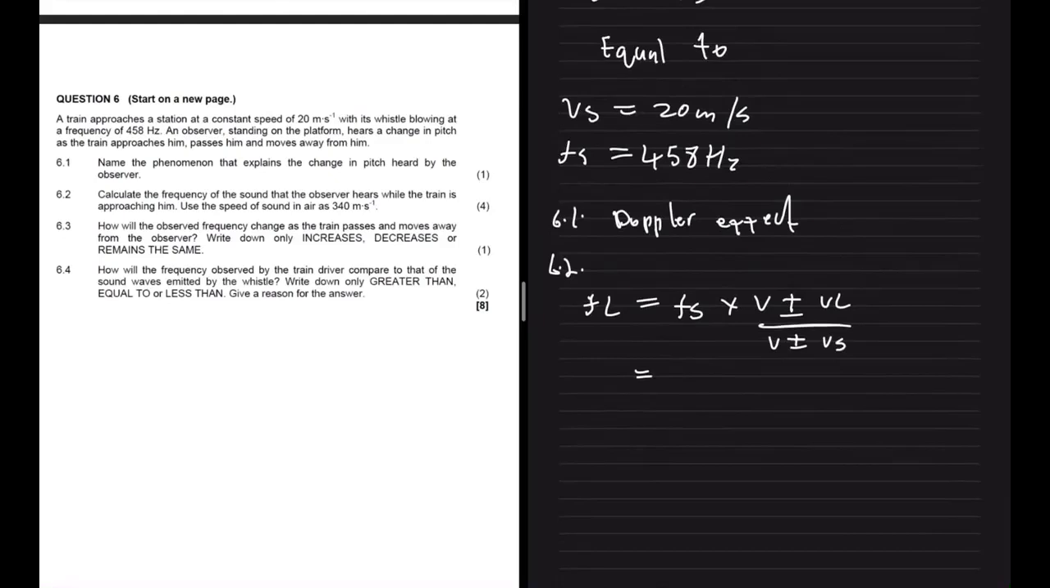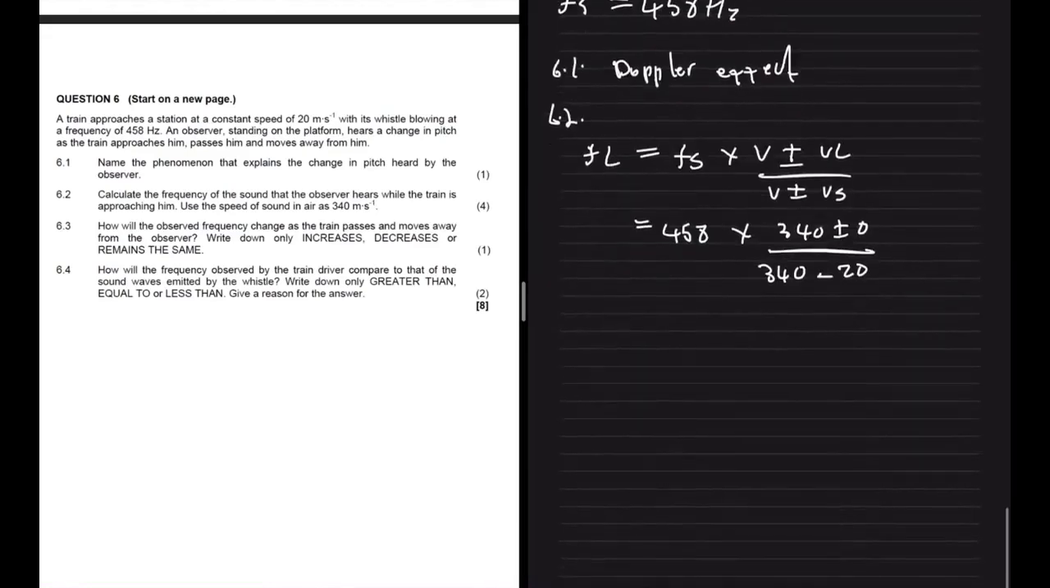The emitted frequency is 458 Hz, right? Speed of sound in air we're given as 340. The observer is stationary, so plus or minus 0, divided by the speed of sound in air, 340. The train approaches, so it's moving towards, then we subtract Vs, which is 20. If it was moving away, then we would add. Then that's it. We just plug that into the calculator.